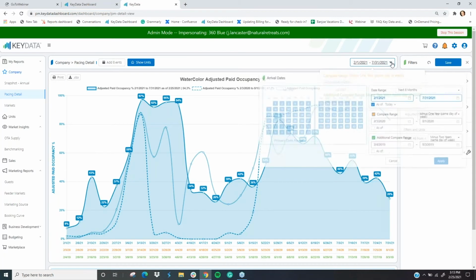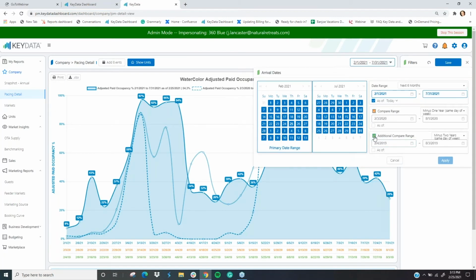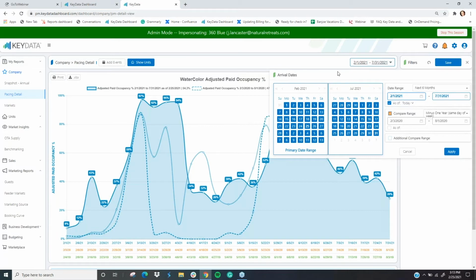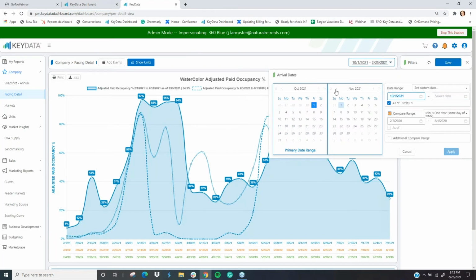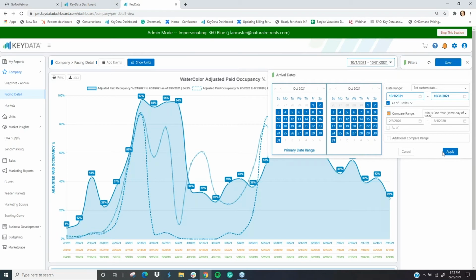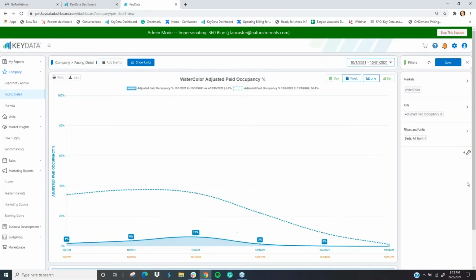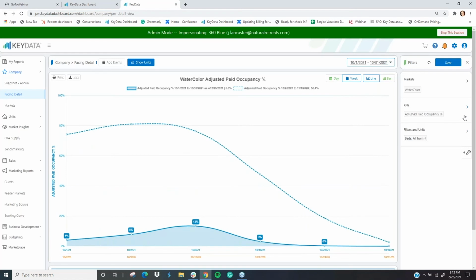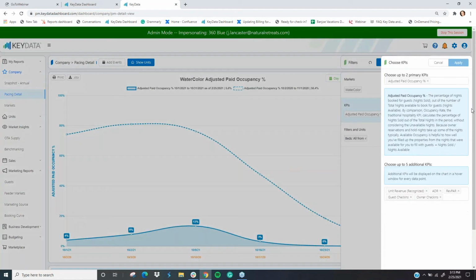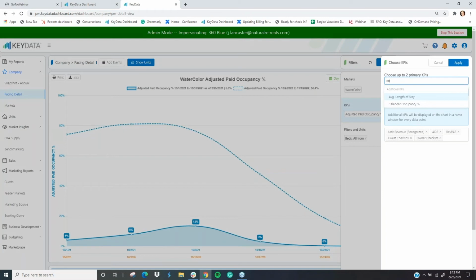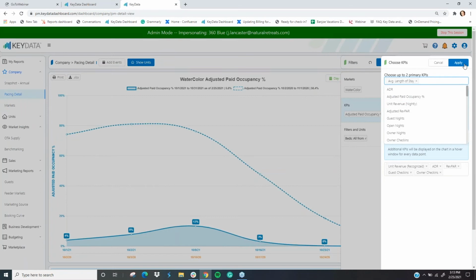So I'm going to go into the date picker. I'm going to remove the additional comparison range, and I'm going to go ahead and change the calendar to October. You can select the first date on the left-hand side and then the last date of your date range on the right-hand side. And I'm just going to go ahead and press apply. And here, what I'm also going to change is the KPI from occupancy to length of stay. You can type it, or you can look through the list, and just press apply.